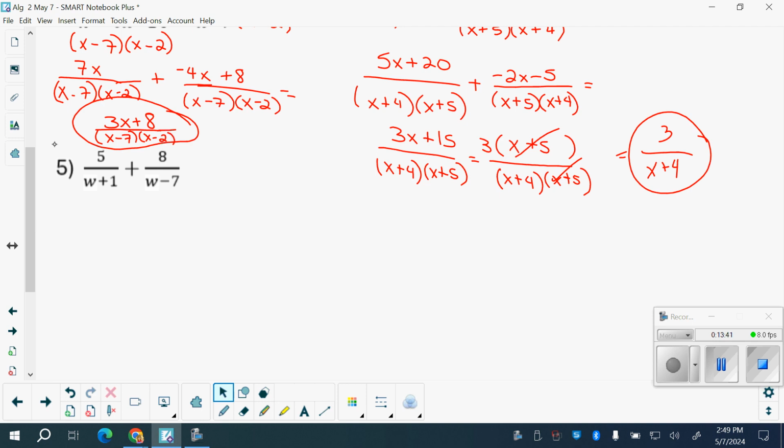We have to multiply by w minus 7 over w minus 7. And then this one we have to multiply by w plus 1. So now we're going to distribute. Gianna, can you distribute for us? And can you do the second one too? Good.